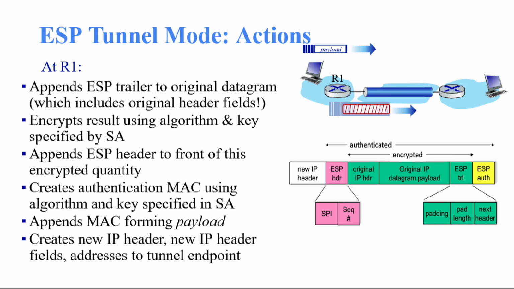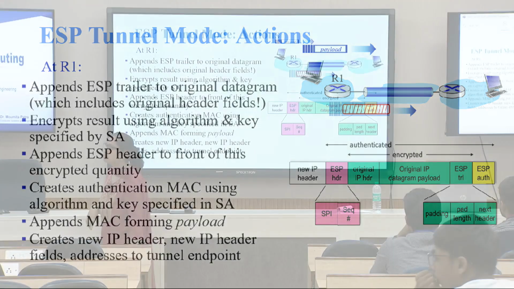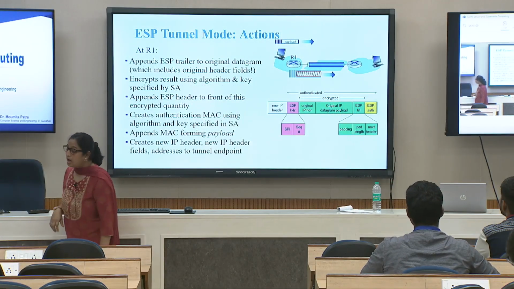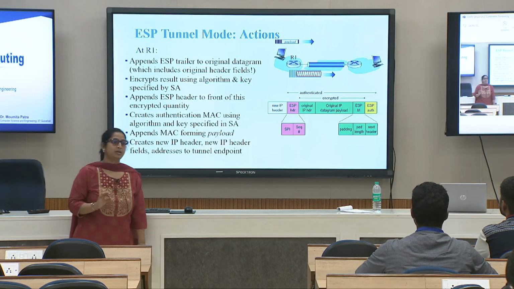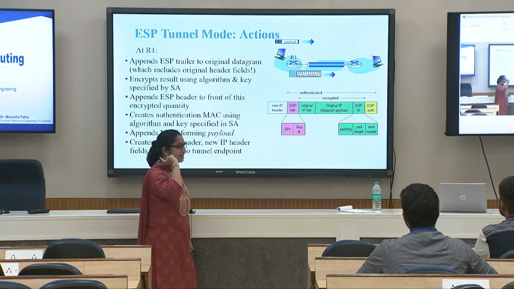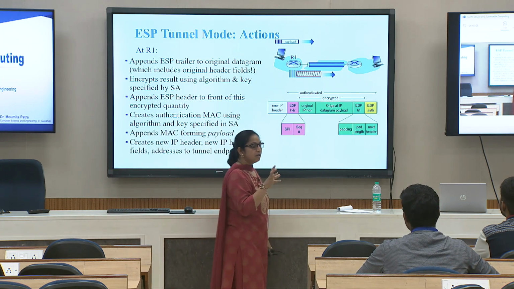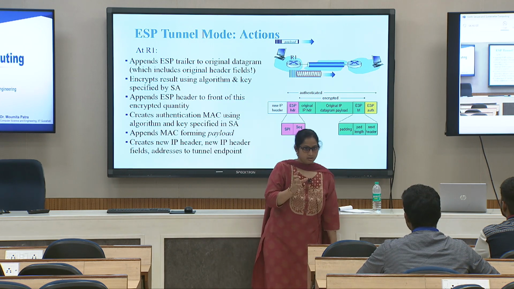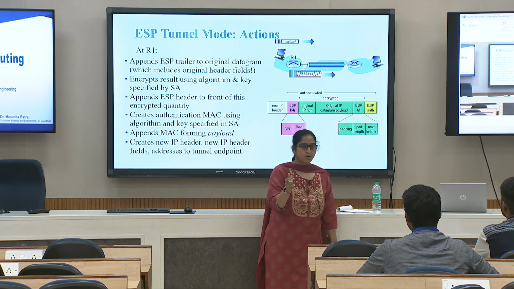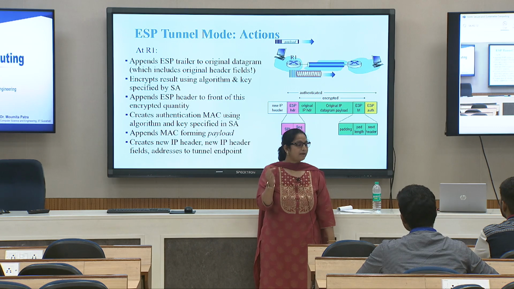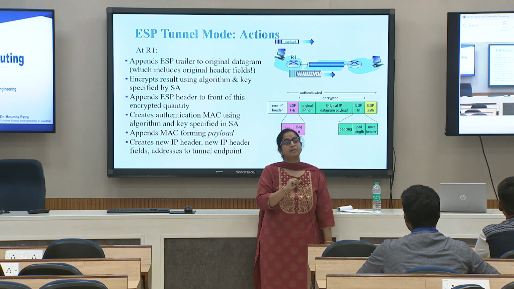Alright, so let's see how it works. There are two routers here, R1 and R2. So what does R1 do? R1 will append the ESP trailer to the original datagram as it was shown. Then it will encrypt the result using the corresponding algorithm and the key that is specified by the SA.